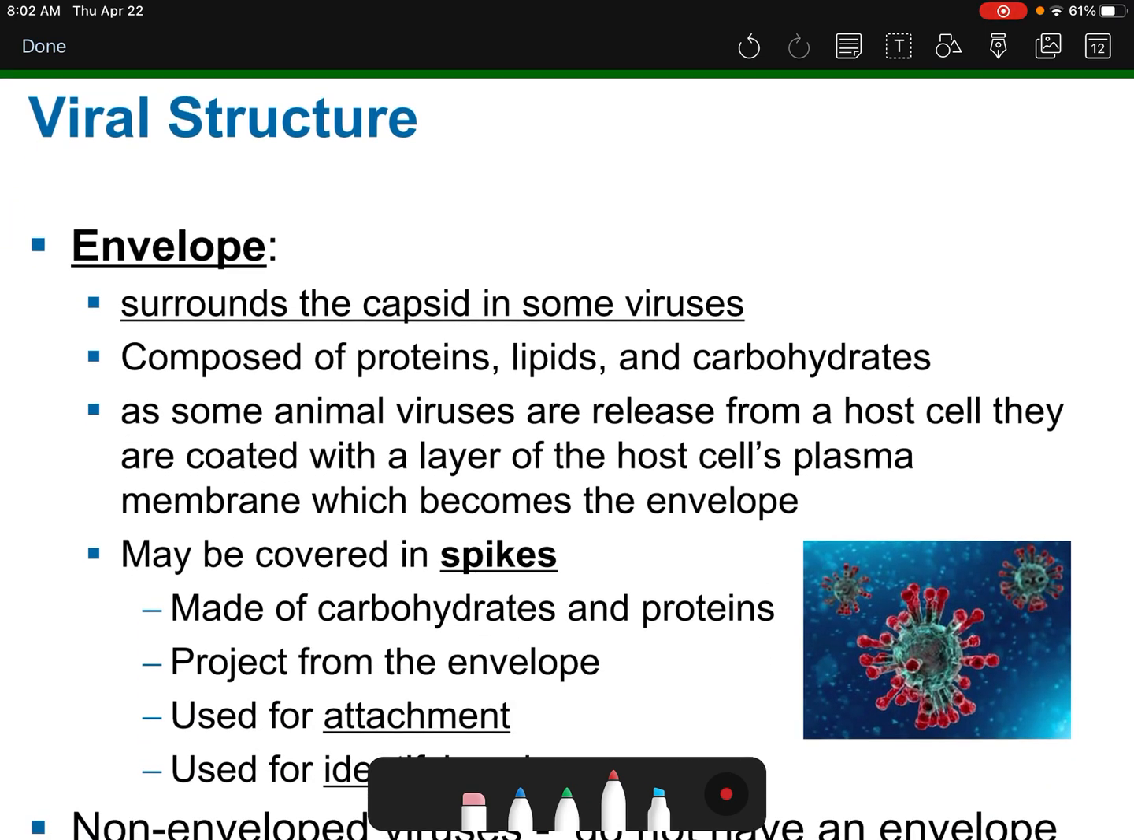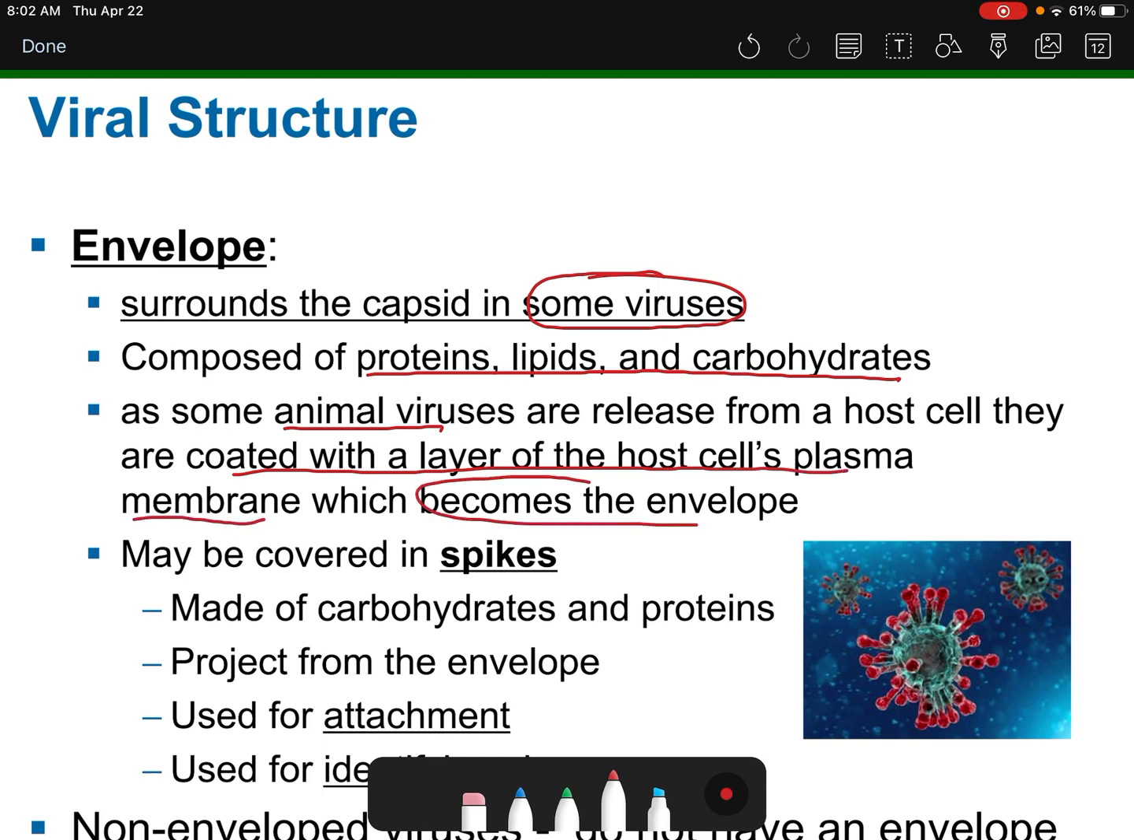Finally, we have what's called the envelope. Now, this is only in some viruses, and it surrounds the capsid. It's made up of proteins, lipids, and carbohydrates. And some animal viruses, when they're released from the host cell, actually get coated with a layer of the host cell's plasma membrane, and that's what becomes the envelope for those animal viruses.